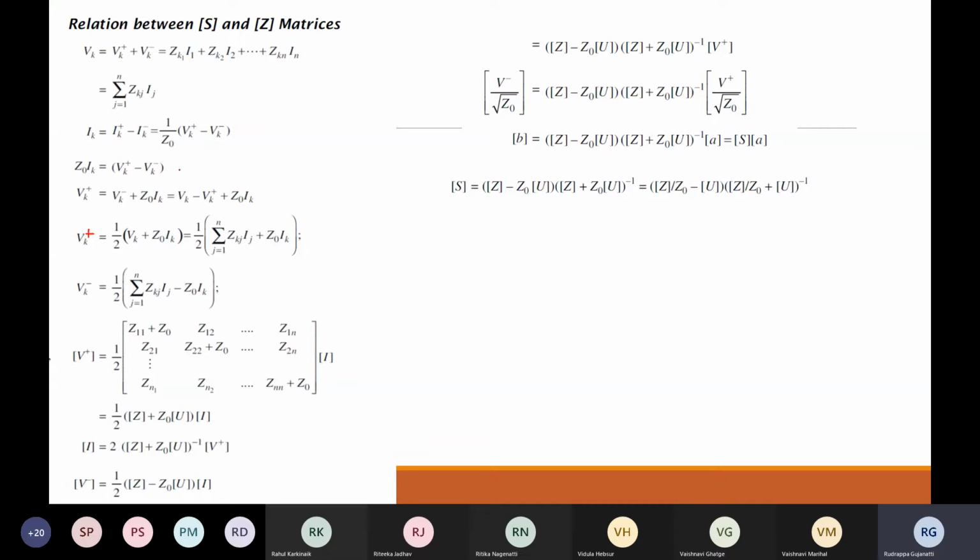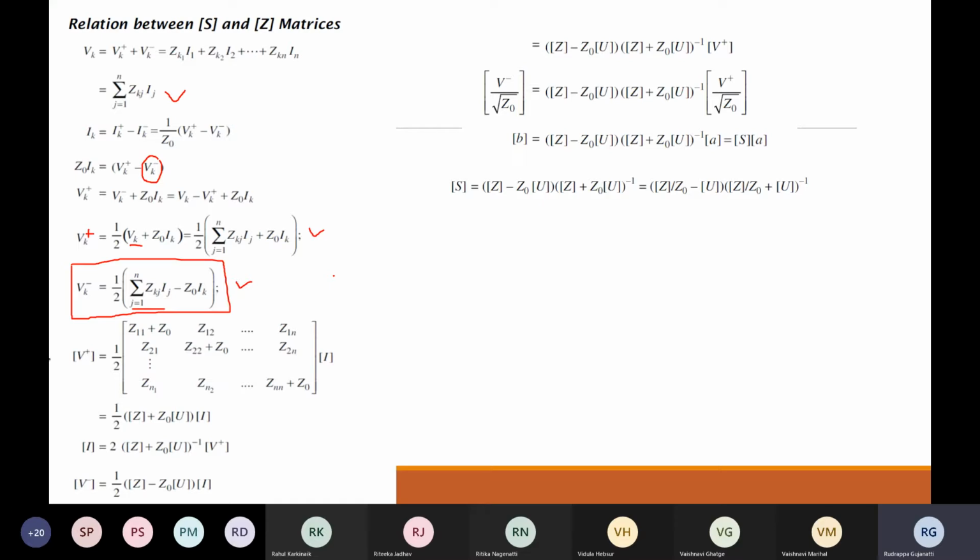Similarly, on a similar basis, when we try to obtain the representation for the reflected voltage, because of the symmetric nature of the equation, you can see that we can obtain the value as shown here. It will be nothing but half into Vk minus Z0 into Ik, and Vk you have substituted with the summation represented over here. So these are the two equations we have obtained for Vk plus and Vk minus.